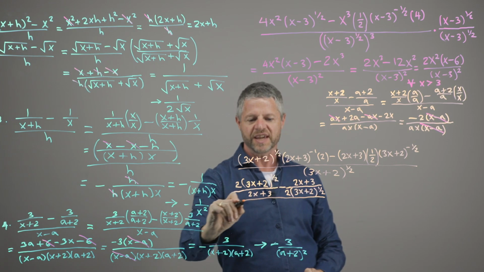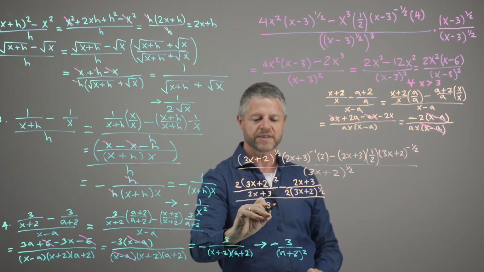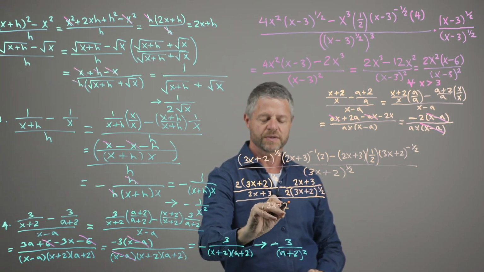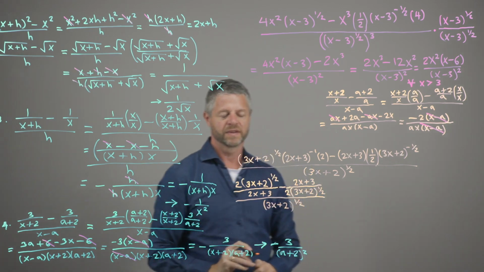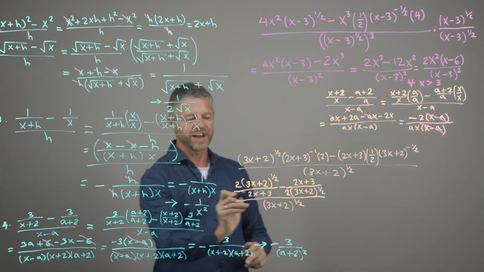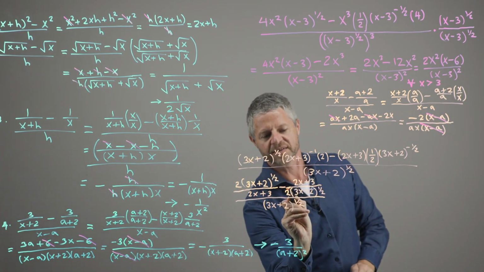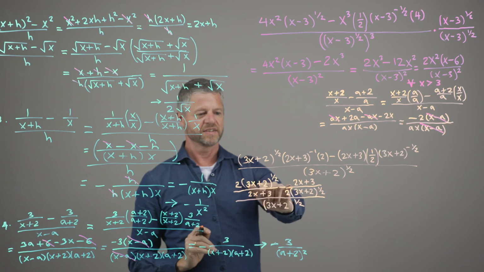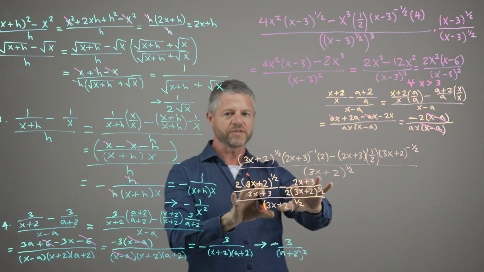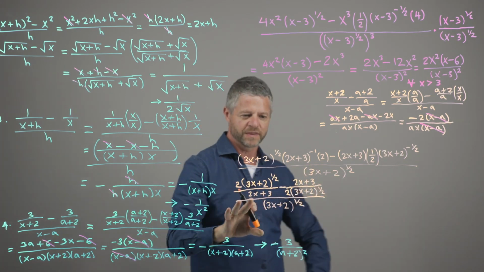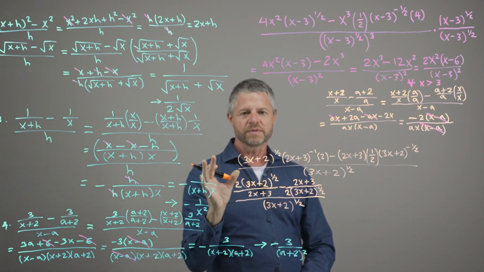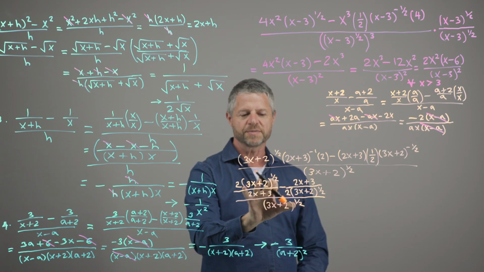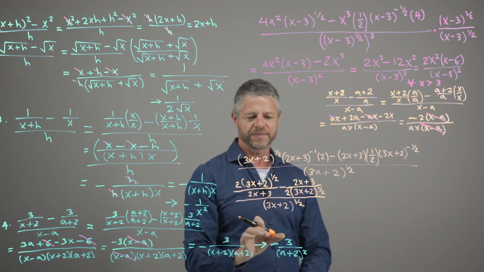And then that whole thing is divided by (3x + 2)^(1/2). Okay, so I haven't really done any simplifying yet. All I've done is change the way I've written this down. Because now that it's written like this, we see that we need to do common denominators to be able to subtract these two rational expressions.